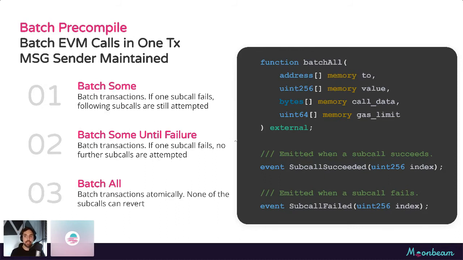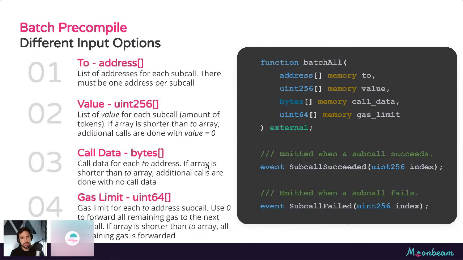The other thing that I've not explained yet is the different input parameters. We have to, we have value, we have call data, and we have gas limit. They're exactly the same for all three functions. Each of the parameters has a different meaning. The to parameter is basically the list of addresses that we're going to call for each subcall.